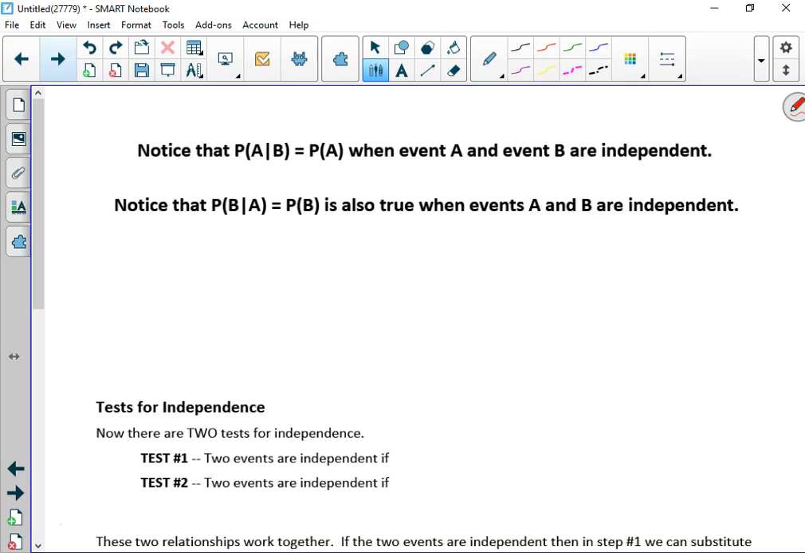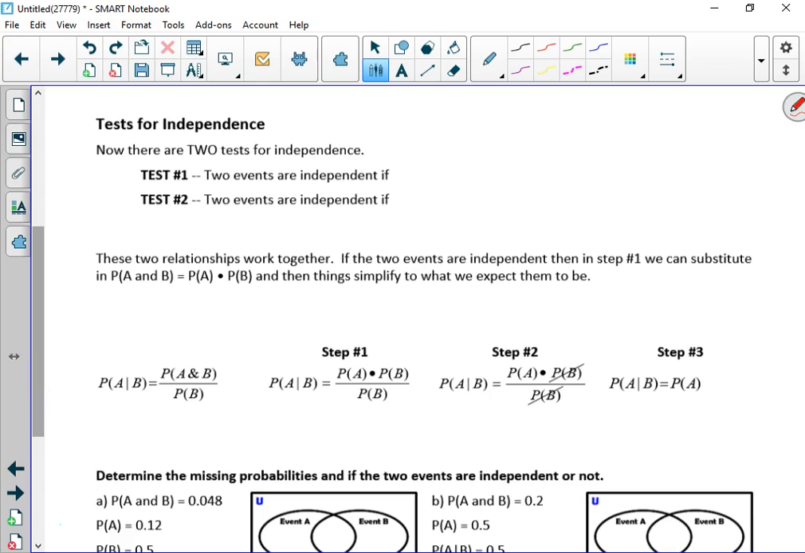Notice that probability of A given B is the same as probability of A when A and B are independent. And probability of B given A is equal to probability of B also when the events are independent. So, test for independence. Now there are 2 tests. 2 events are independent if the probability of A and B equals the probability of A times the probability of B.